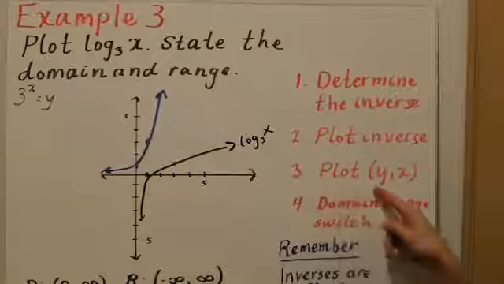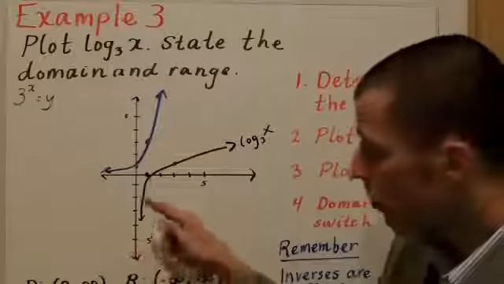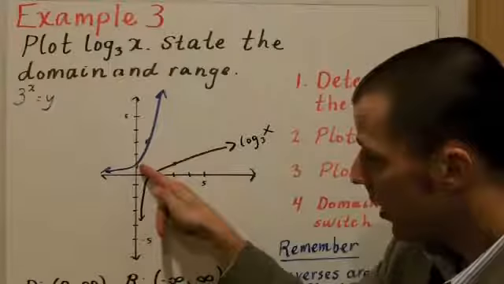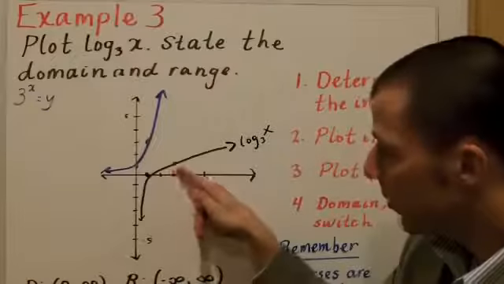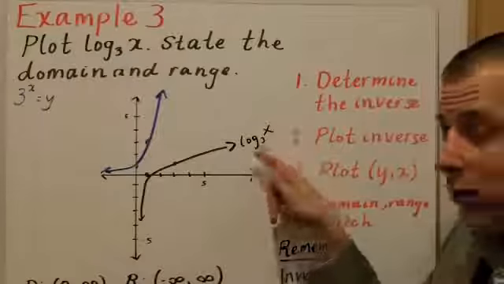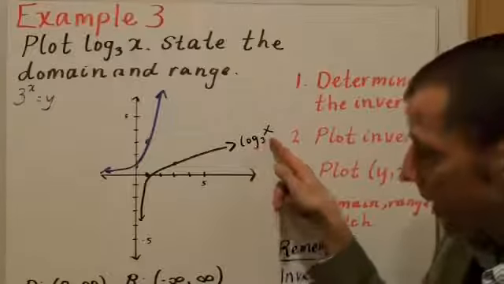Step 3, you plot y, x. Well, that means interchange the ordered pairs. (0, 1) becomes (1, 0). (1, 3) becomes (3, 1). There's our graph, log base 3 of x.